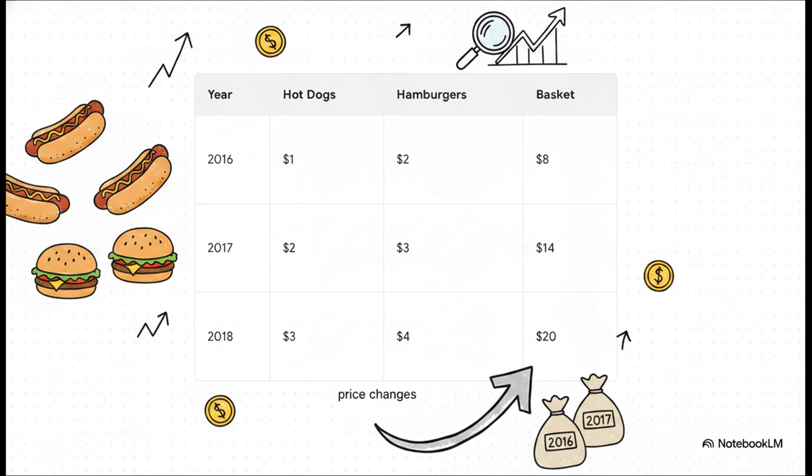The genius here is the fixed basket. By keeping it totally fixed at 4 dogs and 2 burgers, we completely isolate the price changes. We aren't getting thrown off by changes in how much food people are buying.